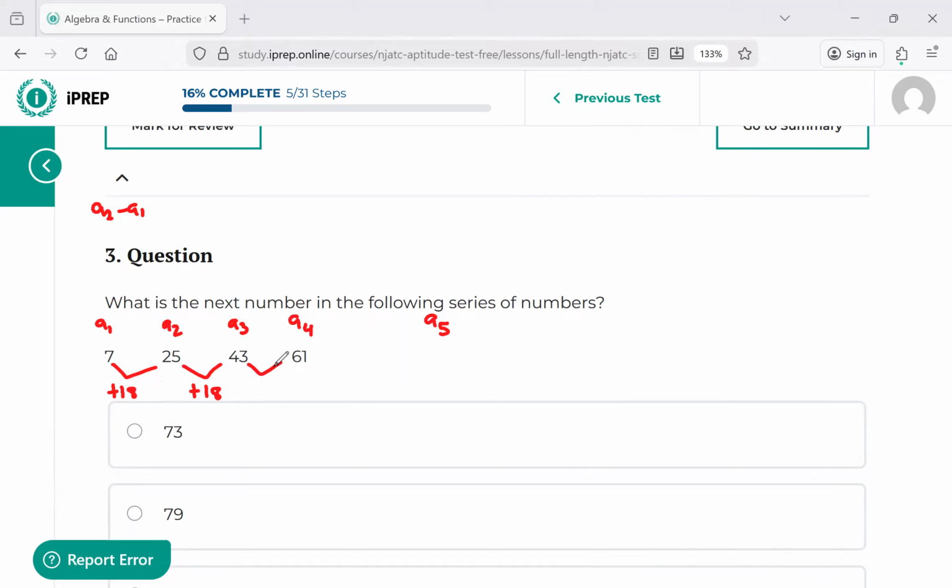Keep on going. From 43 to 61, what did you have to add or subtract? Positive 18. Okay, so it looks like we have a common difference of 18. So to find the fifth term, all you've got to do is take the last term, which is the fourth term, 61, and add 18, because our difference is consistent. And 61 plus 18 is 79. So it looks like our choice is 79.